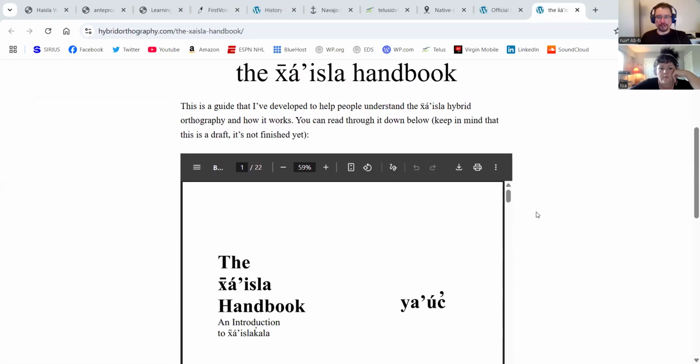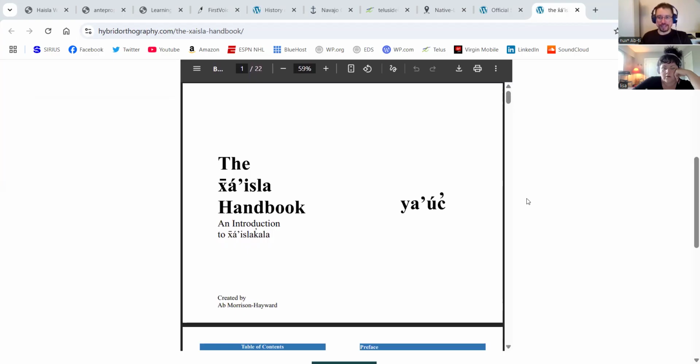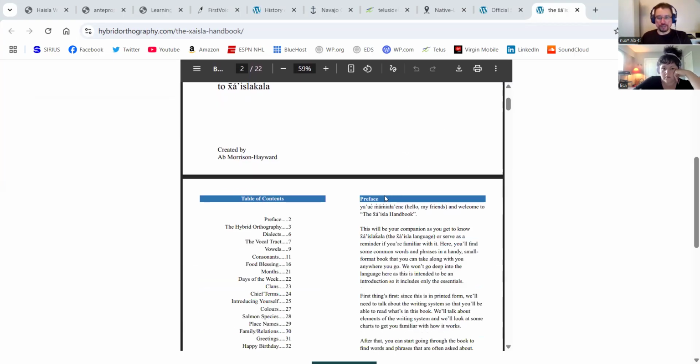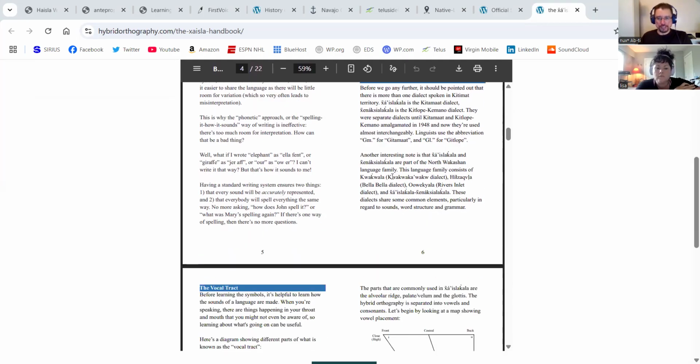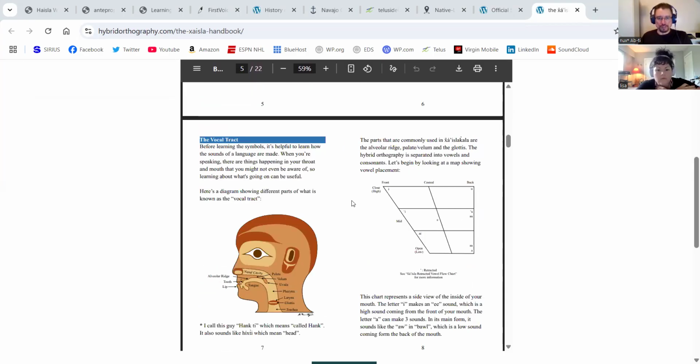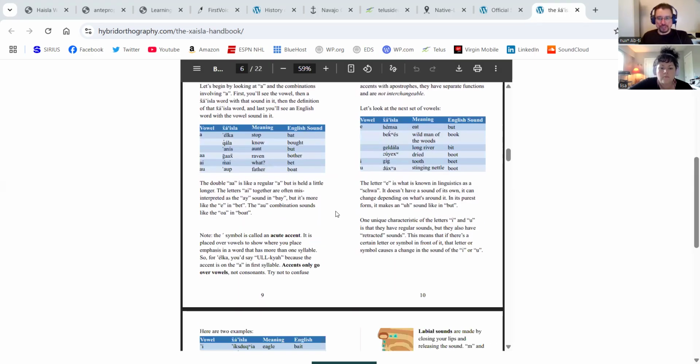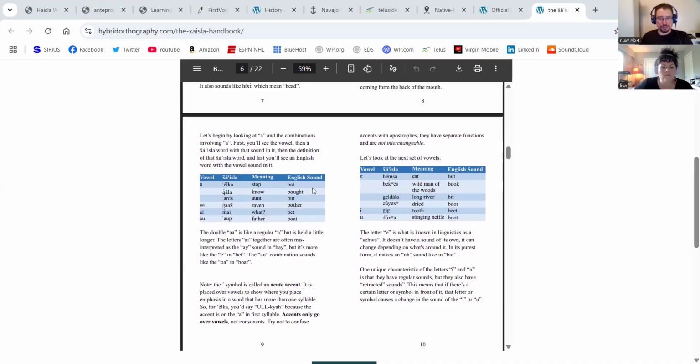This is a document that I created called the Haisla Handbook. It's a handy little guide, a basic introduction to the Haisla language. So I've got an introduction here. I talk a little bit about dialects. The thing that I really focus on when I'm teaching the language is the sounds. The first half of the handbook basically focuses on the sounds and how they work, where they come from, and things like that. So I go over the vowels first.